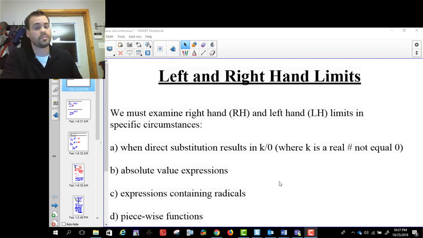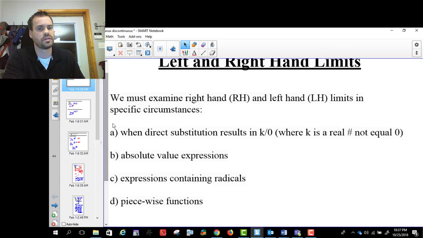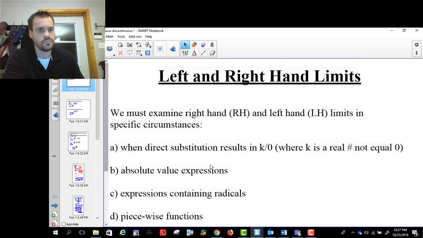Now, we've talked a little bit about this already, but I just want to delve into it a little deeper, particularly about piecewise functions, because that's something you guys have not seen a lot of. So we've already looked at this. When direct substitution results in k over 0, we've already looked at that, the left and right hand limit in terms of a table. And if you look in the video about infinite limits, you'll see that.